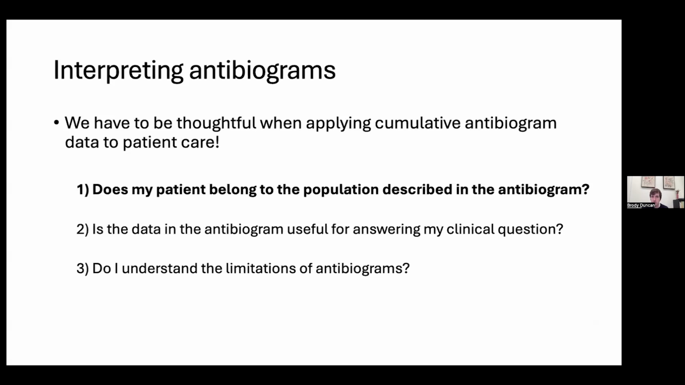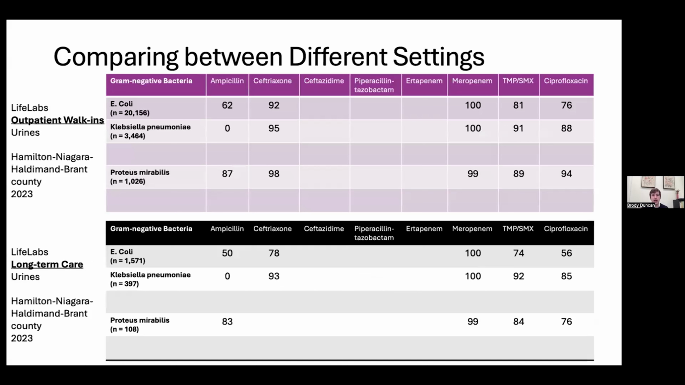So we'll start with this first question, which is, does my patient belong to the population being described in the antibiogram? Here I have copied some data that is publicly available from Life Labs, which is one of our major community-based laboratories in Ontario. On the top, we have data from their outpatient walk-in antibiogram, which is patients who are otherwise healthy, usually go to their family doctor, get an order to go to Life Labs, and pee in a cup. On the bottom, Life Labs also does a lot of work for long-term care facilities.